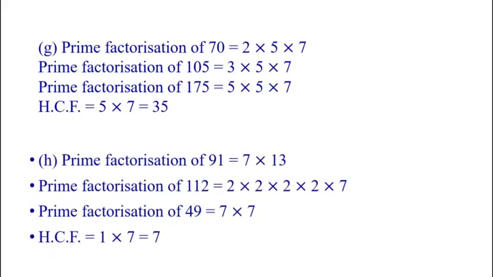Next, to find the SCF of 91, 112 and 49. Prime factorization of 91 is equal to 7 into 13. Prime factorization of 112 is equal to 2 into 2 into 2 into 2 into 7, and prime factorization of 49 is equal to 7 into 7. So 7 is the highest common factor among these three numbers. So SCF is equal to 1 into 7, that is equal to 7.